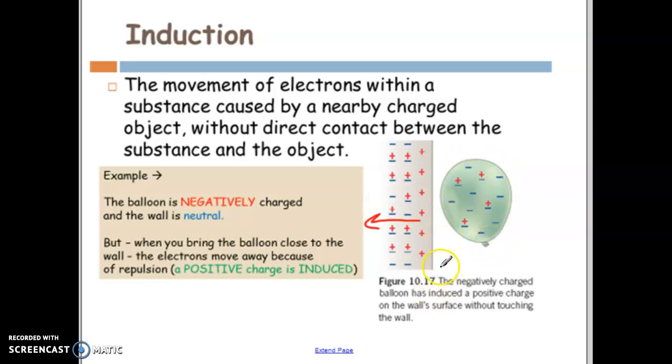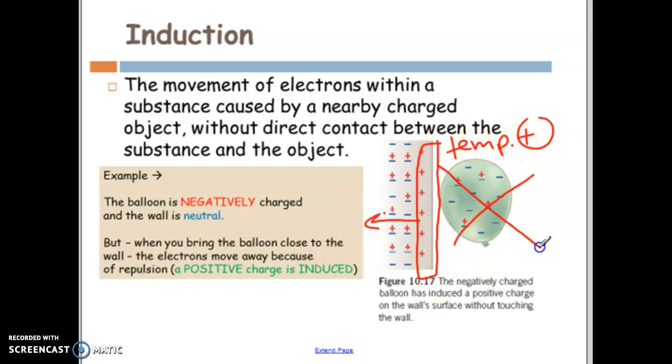So what ends up happening is right now, this is considered to be an induced charge. The electrons are forced to move because of the repulsion between the balloon and the wall. So what happens is the surface of the wall has what we call a temporary positive charge. The balloon and the wall are not touching here, but because the electrons push away from the surface of the wall, the surface has now a temporary positive charge.